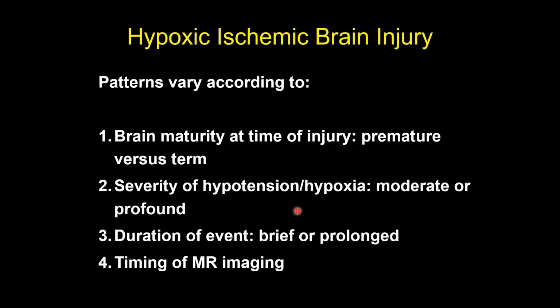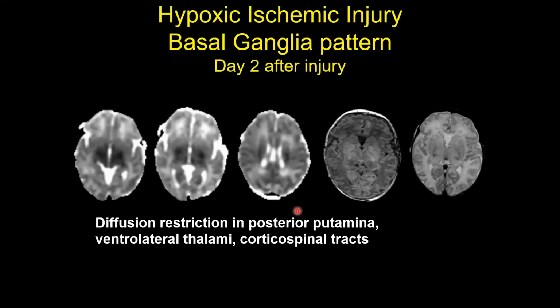The duration of the event will cause more selective or more widespread injury. And of course, the timing of MR imaging. This has been described in studies from Dr. Barkovich's group, maybe 15, 20 years ago. But in profound injury, you start with restricted diffusion and acute injury of gray matter structures. And then from secondary cytotoxicity and release of glutamate, you see that restricted diffusion migrating a few days later, usually 5, 6 days after the injury, to the white matter. So all of this is important to know if you're dealing with a classic pattern of hypoxic ischemic brain injury.